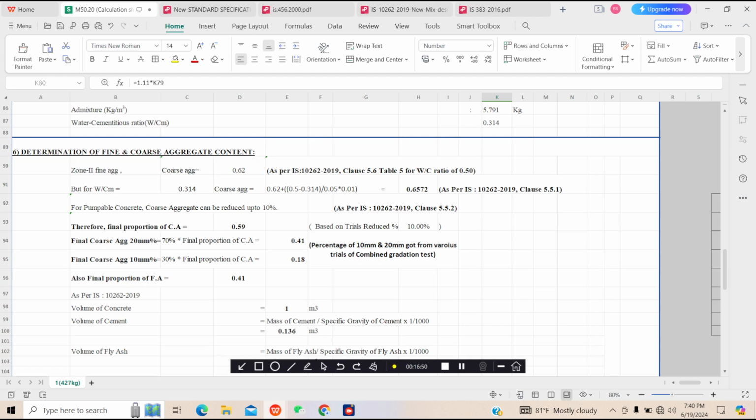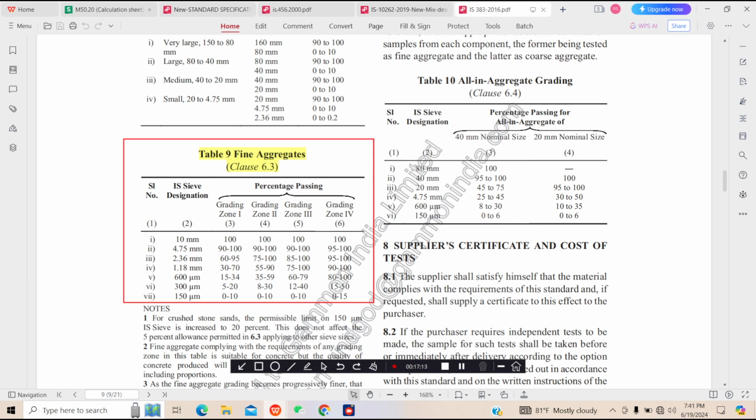Moving to the next step, that is step number 6. Here we will calculate the fine aggregate and coarse aggregate. The fine aggregate, that is sand, which we are using on our site, is from zone 2. For this I will show you the IS table, IS 383 2016. Here we can see the zone classification of the sand, and these are the sieve numbers: IS sieve 10 mm, 4.75, 2.36, 1.18, 600 micron, 300 micron, 150 micron.